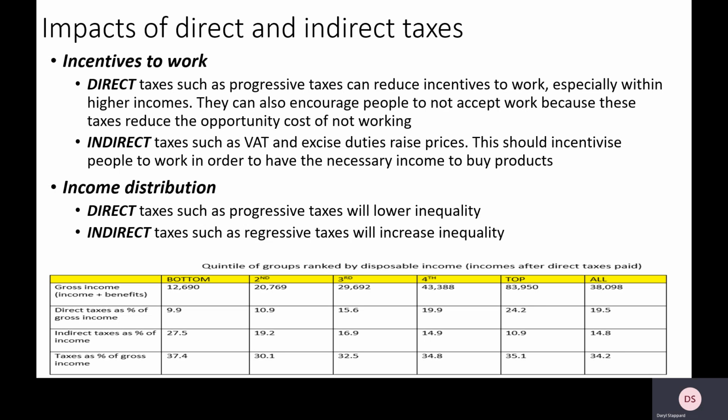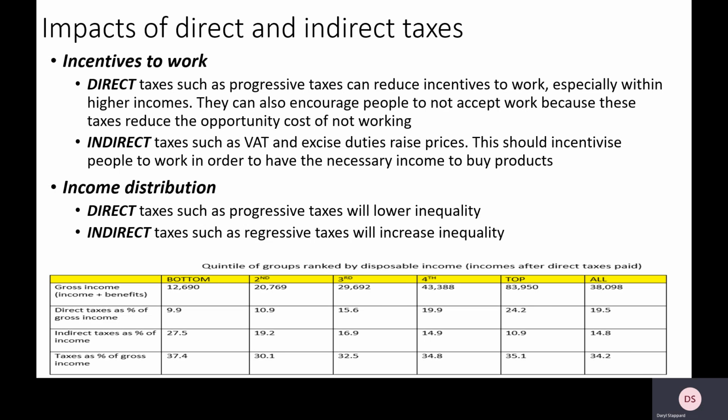The next one, I'm linking this specifically to inequality or income distribution. So remember, direct taxes are taxes on income. These are genuinely progressive, like income tax. So these will have the impact of lowering inequality. Whereas indirect taxes are quite regressive. These will therefore increase inequality. Now look at the data at the bottom of the page here, which kind of backs this up.